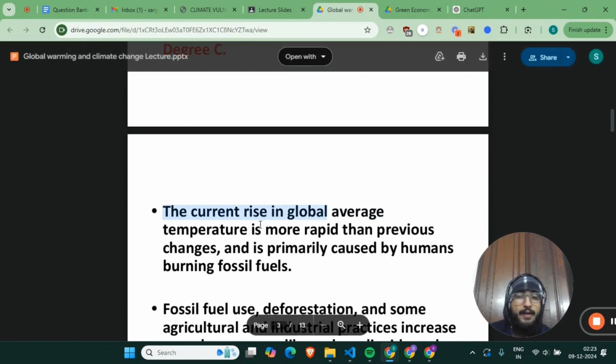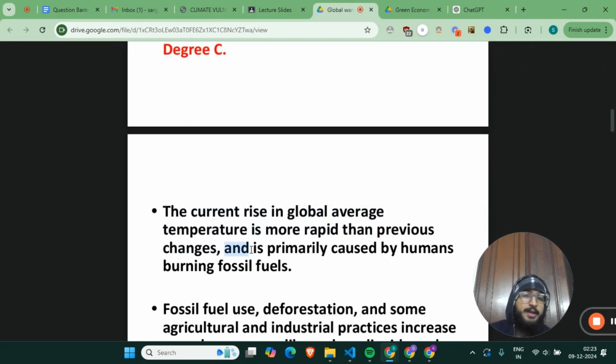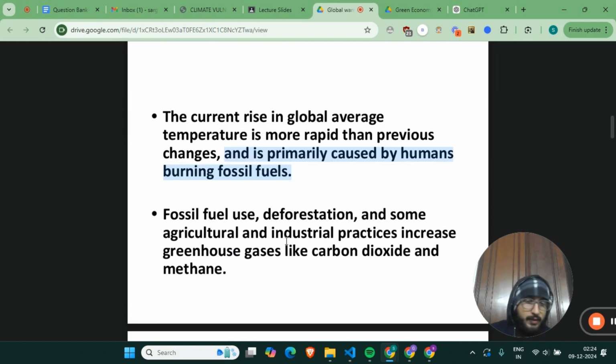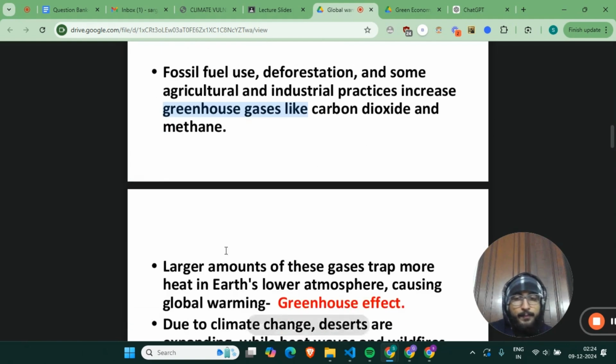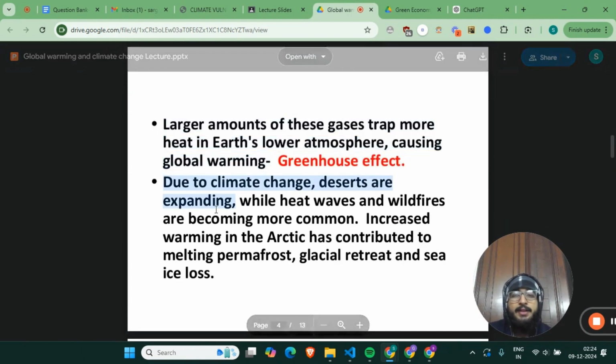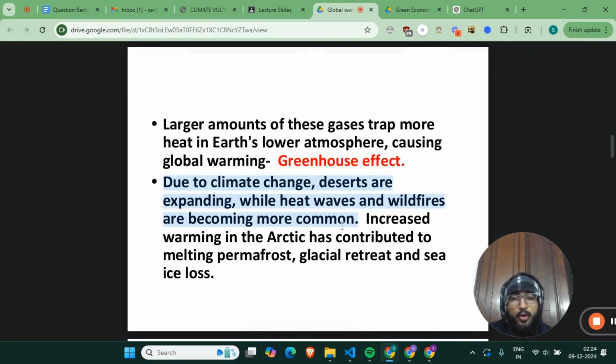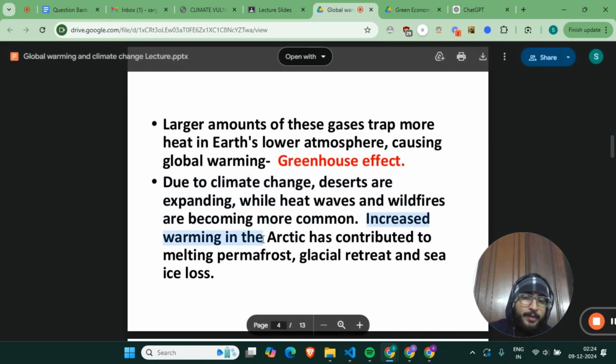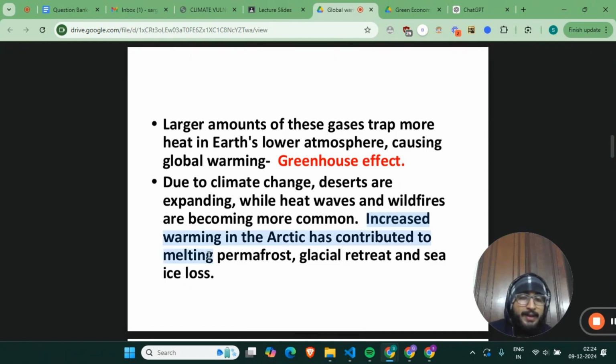The current rise in global average temperature is more rapid than previous changes and is primarily caused by humans burning fossil fuels. Fossil fuel use, deforestation, and some agricultural and industrial practices increase greenhouse gas production like carbon dioxide and methane, CH4. Large amounts of these gases trap more heat in Earth's lower atmosphere, causing global warming because of the greenhouse effect. Due to climate change, deserts are expanding while heat waves and wildfires are becoming more common. Increased warming in the Arctic has contributed to melting of the glaciers, melting permafrost, glacial retreat, and sea ice loss.